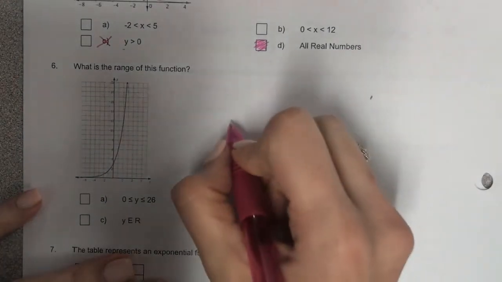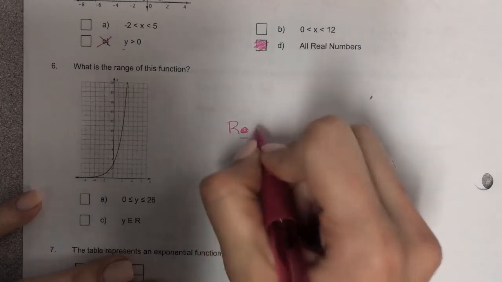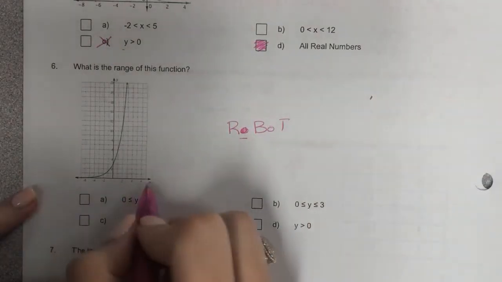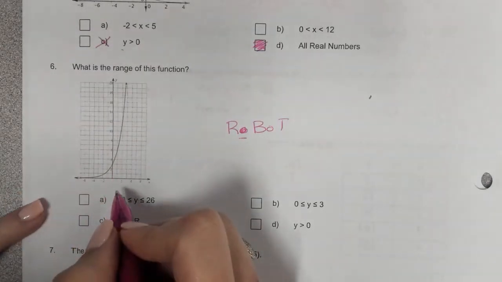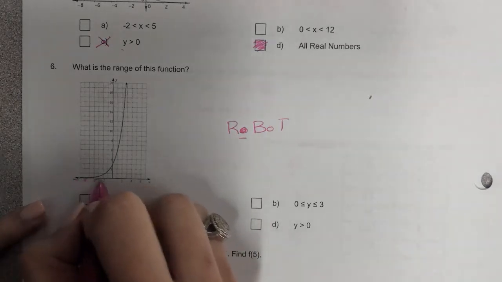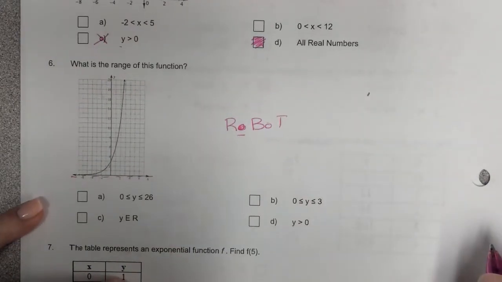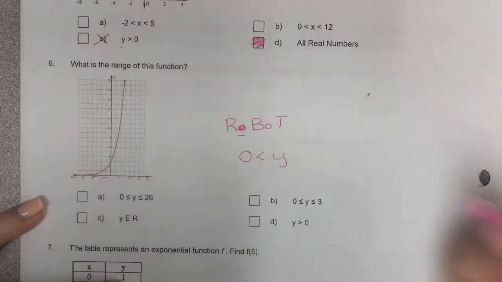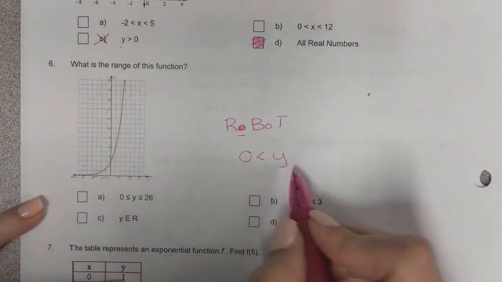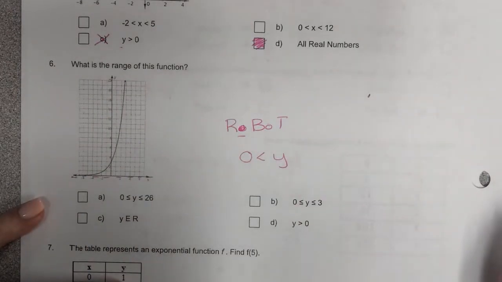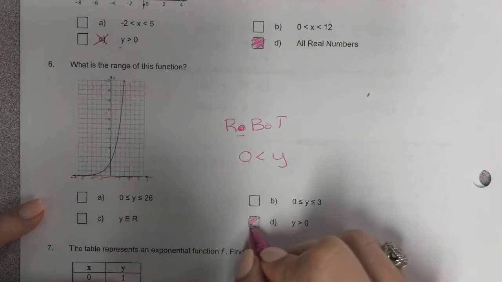When we're talking about range, this is your robot, okay? So we're looking for the bottom. Remember, the exponential functions have asymptotes, right? Because they have curves, so they have an asymptote. And your asymptote is the bottom here at y equals 0. But you also can't touch the asymptote. So your bottom is at 0, but it doesn't touch it. So it's y greater than 0, not equal to. Our top has an arrow, so it's going to keep going. So when we look at our answer choices, it's going to be D.